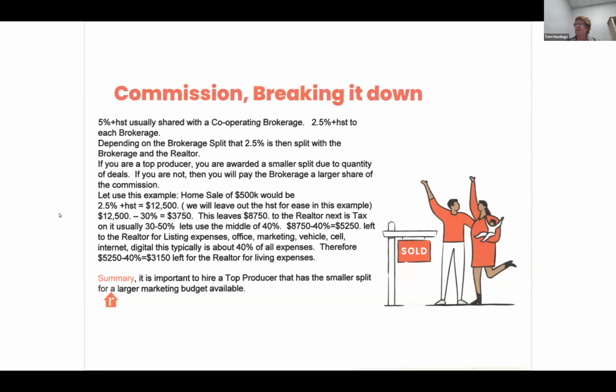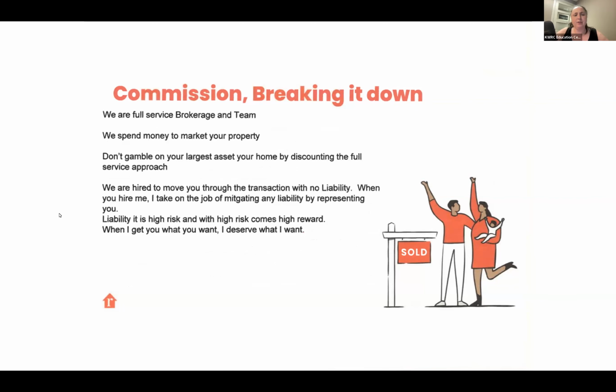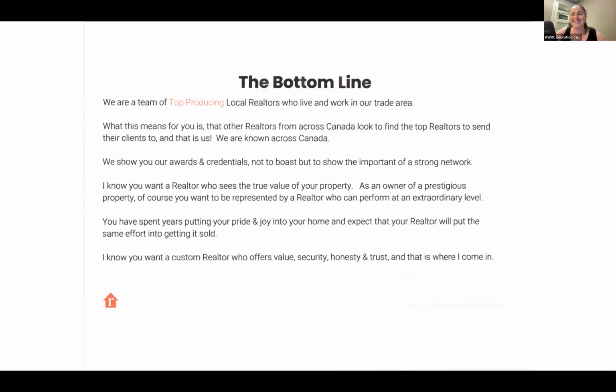Does that make sense? Yeah, it does. I didn't realize you guys paid so much in taxes. I know. There's no getting away from that either. Apparently.